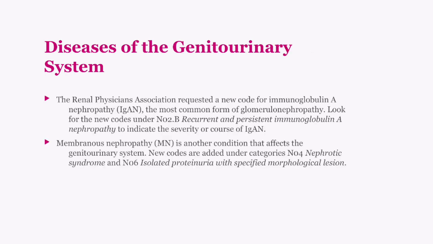Diseases of the genitourinary system. The Renal Physicians Association requested a new code for immunoglobulin nephropathy, IgAN, the most common form of glomerulonephropathy. Look for the new codes under N02.B. Recurrent and persistent immunoglobulin nephropathy to indicate the severity or course of IgAN.